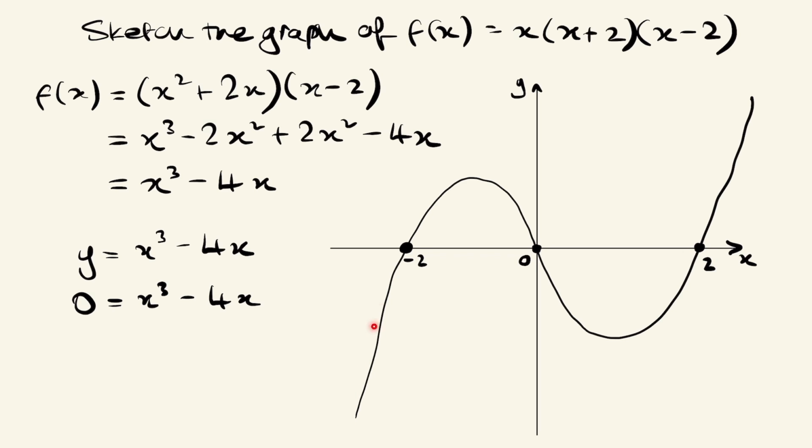We knew it was going to be corner to corner because the power of x is odd, and we worked out that it was going to be from bottom left to top right because the number in front, the coefficient of x cubed, is a positive number, in this case 1. So there we have it. There's a sketch of the graph.